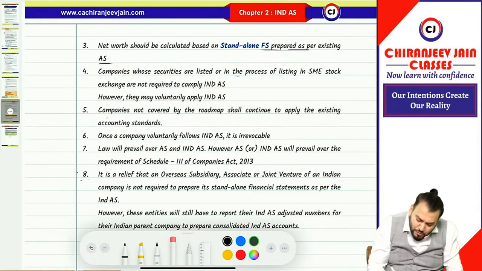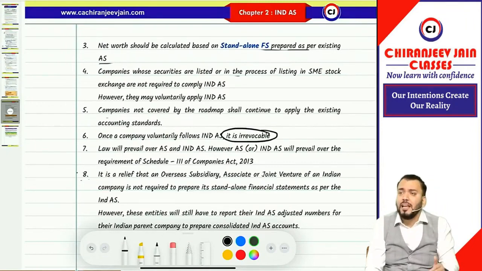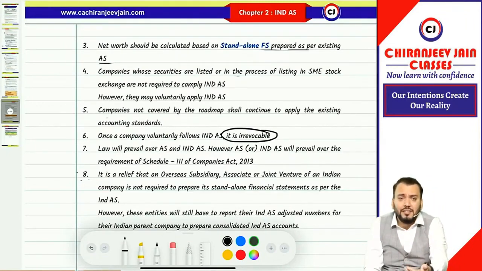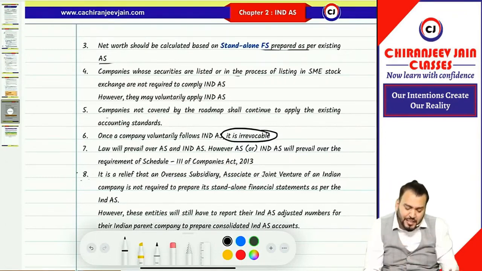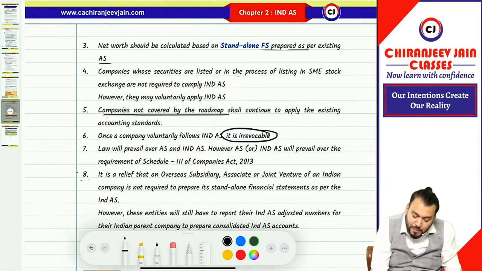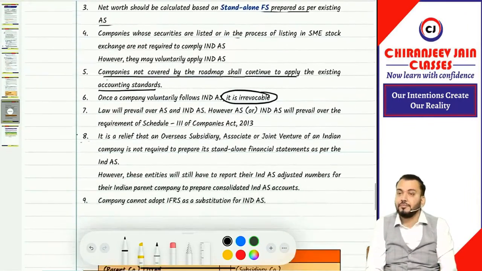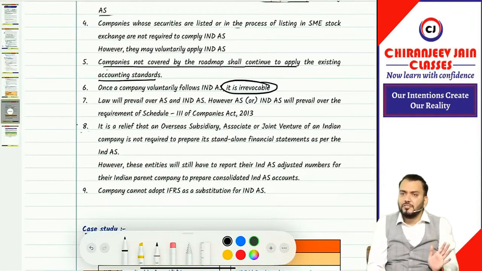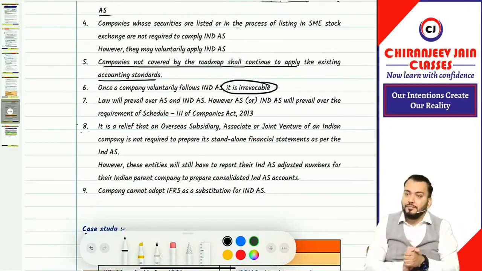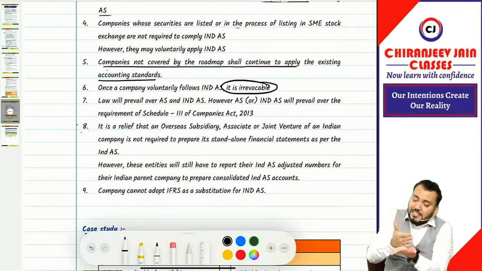Correct? One thing we have understood, that if you are not applying Ind AS, then apply what? Existing accounting standard, that is given. Companies not covered by the roadmap shall continue to apply existing accounting standard. Correct? Understood? Now Ind AS is applicable.